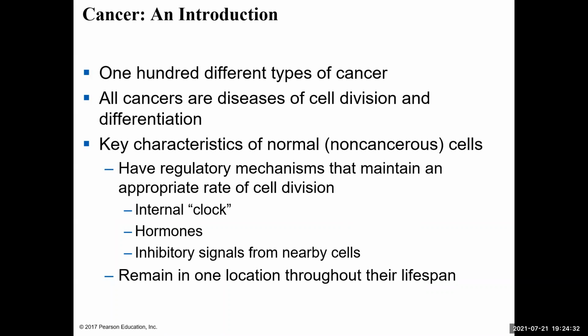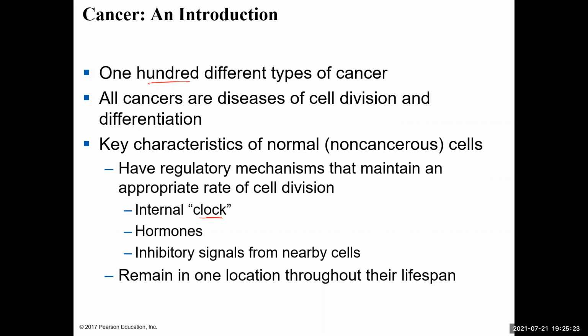Okay. There are many different types of cancers that exist. There's probably over 100 different types of cancers. And some of the key characteristics of normal cells, again, is that they have these regulatory mechanisms that maintain that appropriate rate of cell division. So they have this internal clock, right, that's regulating that, along with those checks that happen in the cell division process. Now, where cancer happens in the body is that the cells will deviate from this appropriate rate of cell division, and we'll talk about what exactly happens when that deviation happens.